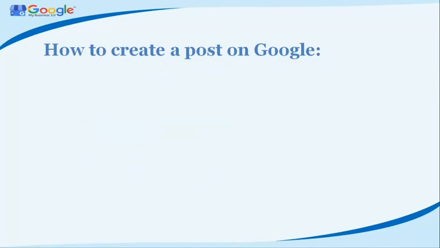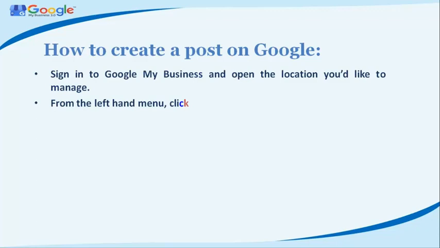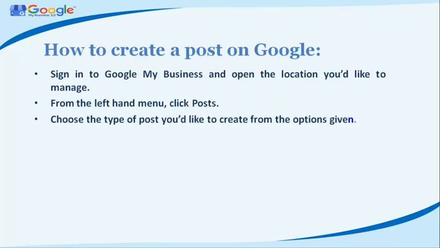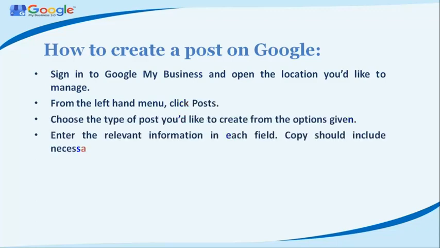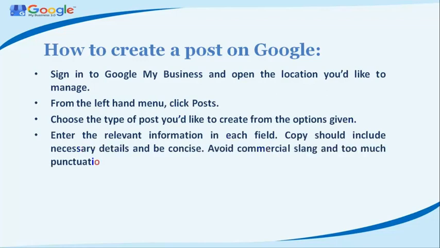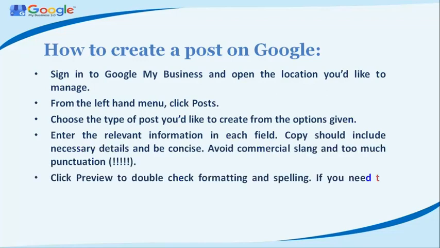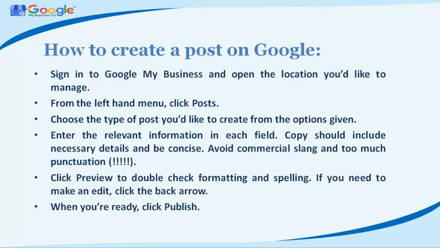How to create a post on Google. Sign in to Google My Business and open the location you'd like to manage. From the left-hand menu, click Posts. Choose the type of post you'd like to create from the options given. Enter the relevant information in the field. Copy should include necessary details and be concise. Avoid commercial slang and too much punctuation. Click Preview to double-check formatting and spelling. If you need to make an edit, click the back arrow. When you're ready, click Publish.